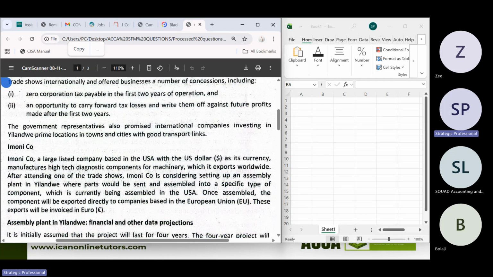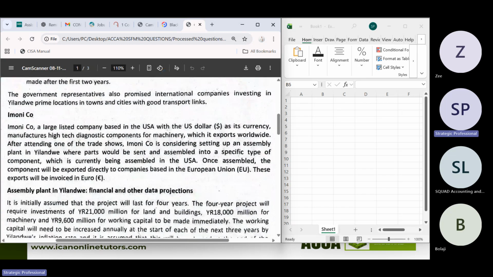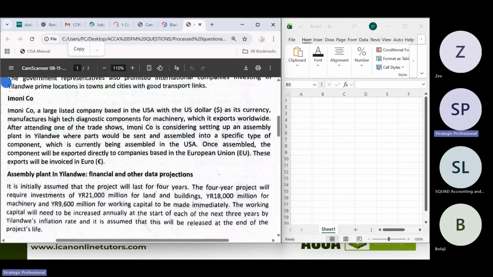We now move to Imonico. Everything we've said in that first paragraph is about the government. Now, Imonico is a listed company based in the USA, meaning that Imonico Group's company is in the US. So from this we can suggest that the base country is the US, while the foreign country is Yilandwe, with its own currency, manufacturing high-tech diagnostic components for machinery, which it exports worldwide. After attending one of the trade shows, Imonico is considering setting up an assembly plant in Yilandwe, meaning that we want to invest in Yilandwe, where parts will be sent and assembled into a specific type of component, which is currently being assembled in the USA.